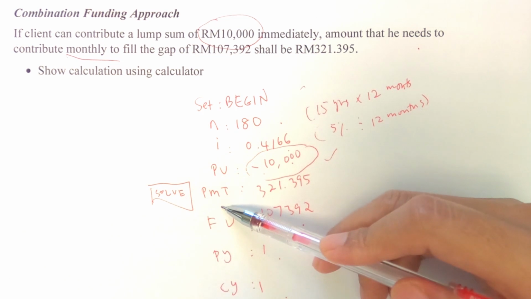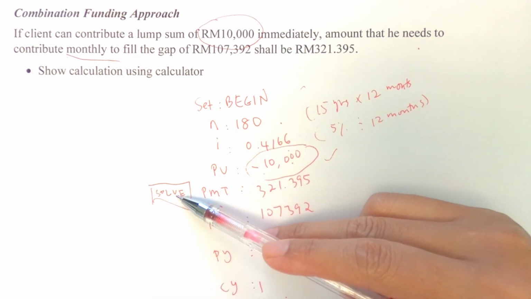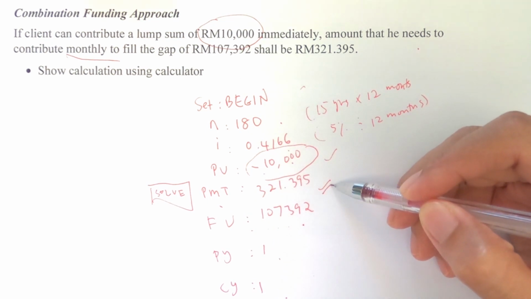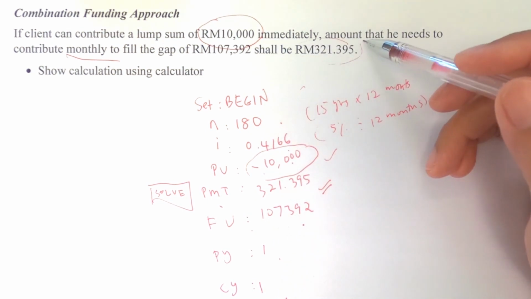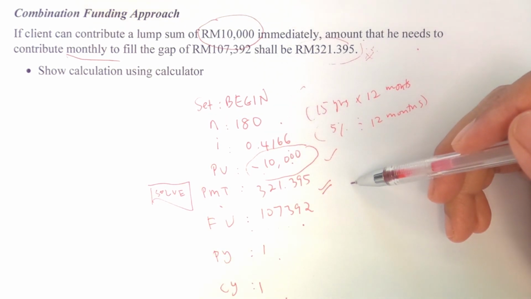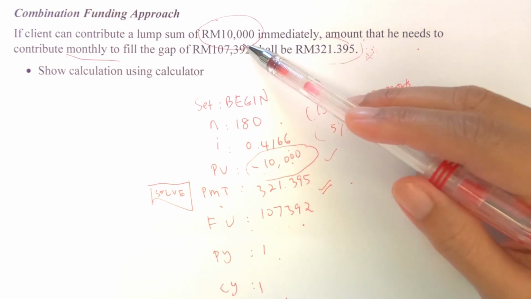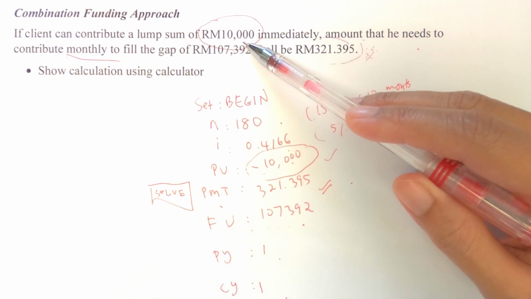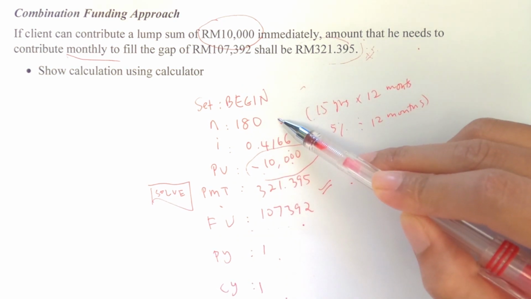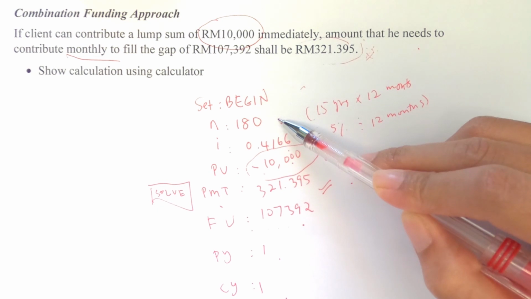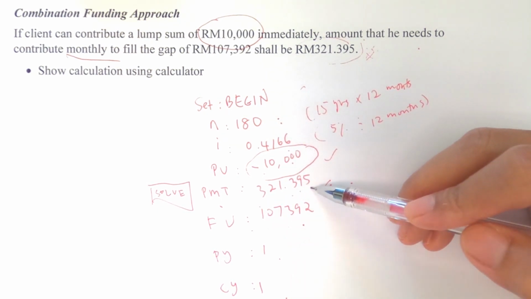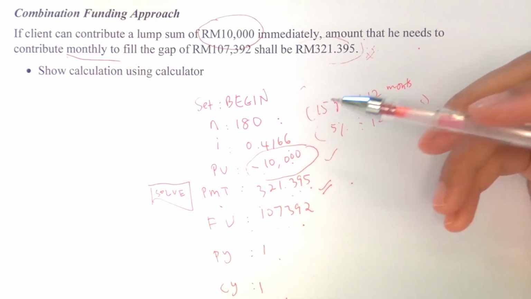This is where you go to the PMT and solve for it, and you get 321,395. This is the monthly figure, the payment that should be made by the client once they have that 10,000 at this point of time. So for the next 180 months, the client must make a payment of 321,395 over these 15 years.